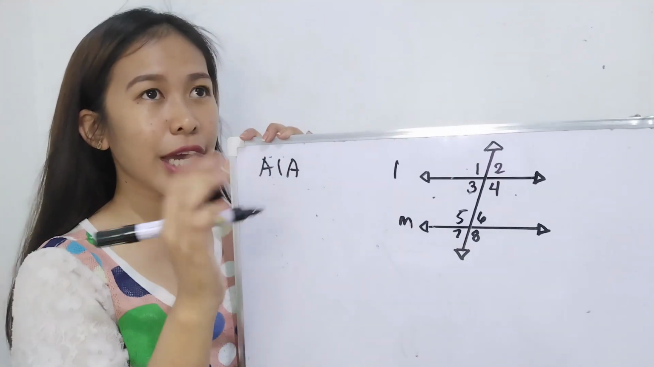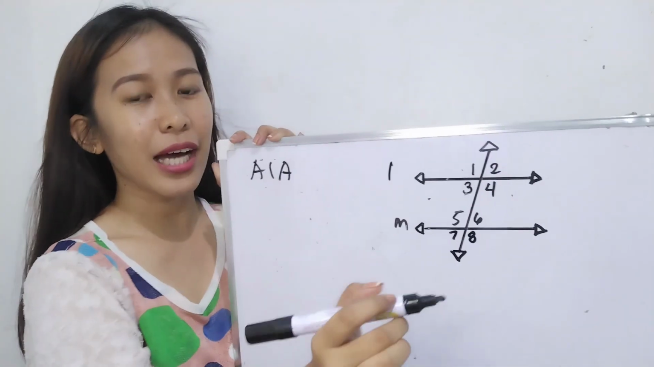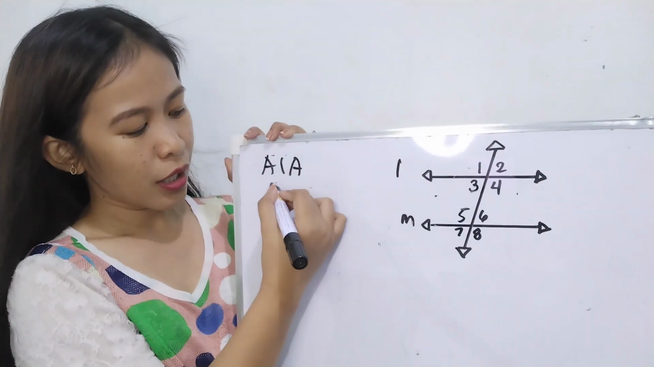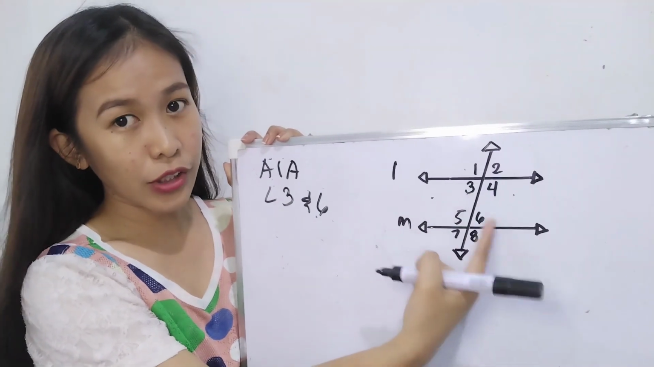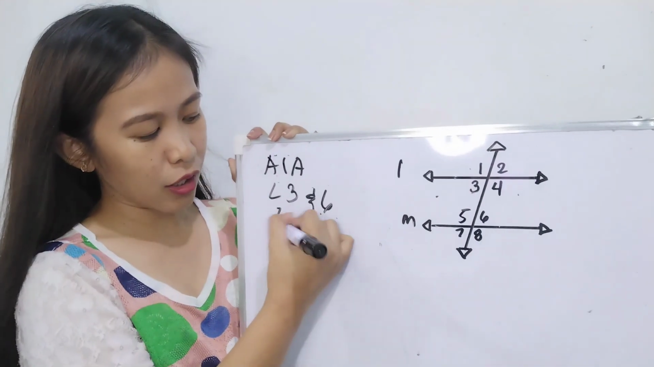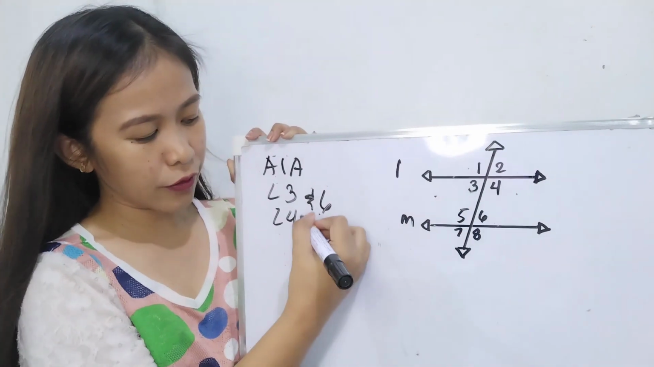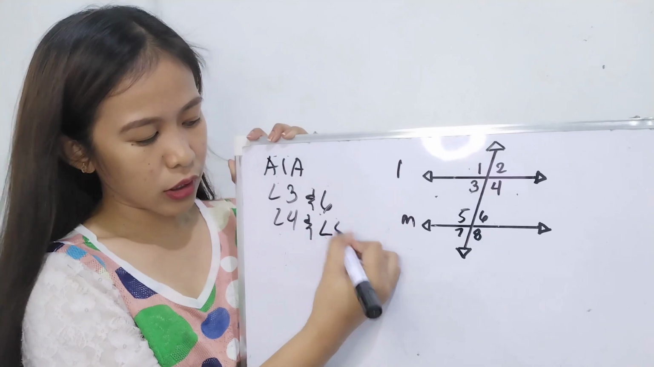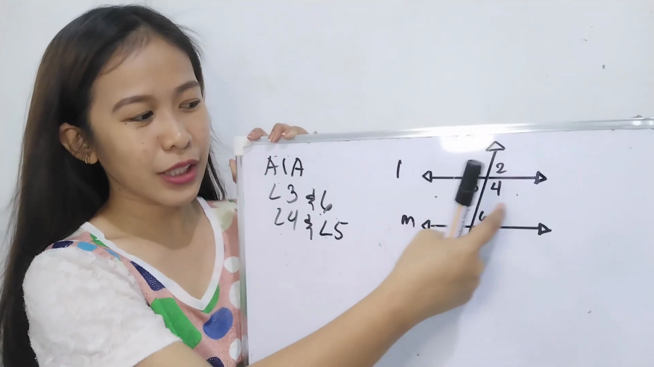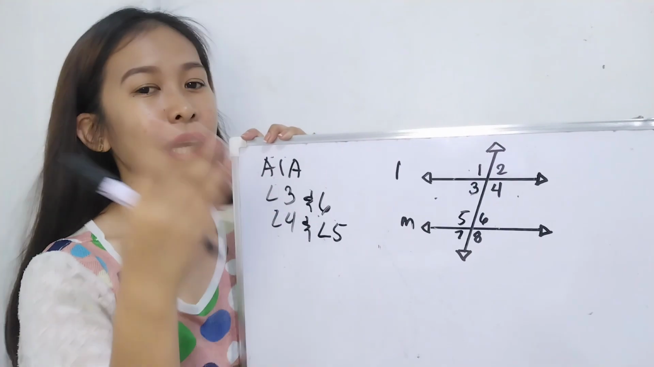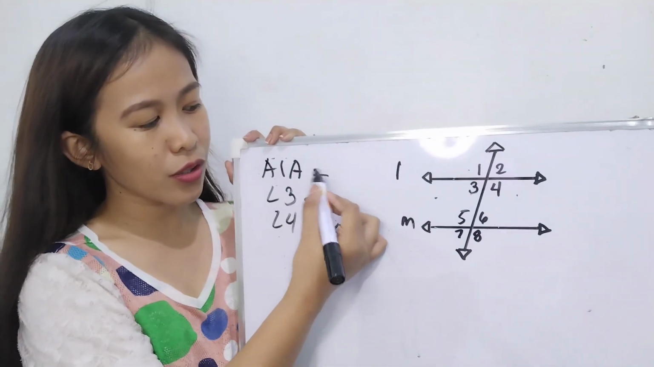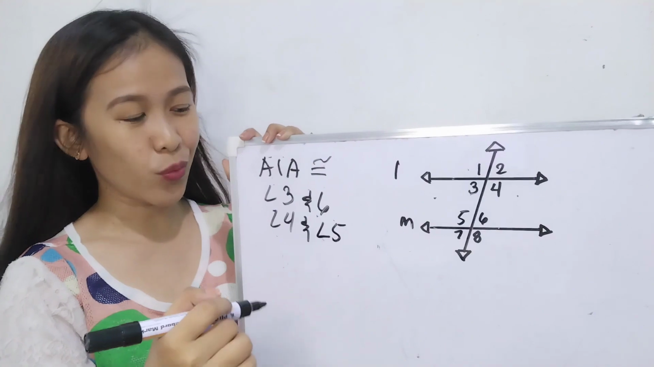When we say alternate, magkabilaan, side, ayan. Therefore, angle 3 and angle 6, ayan, they are alternate interior. And angle 4 and angle 5, they are the second pair of alternate interior angles. Okay, and always remember, alternate interior angles are congruent as well.